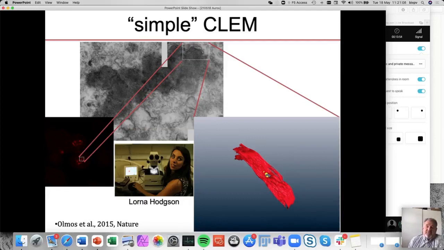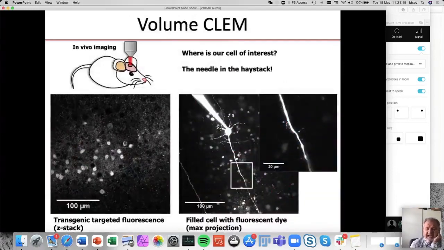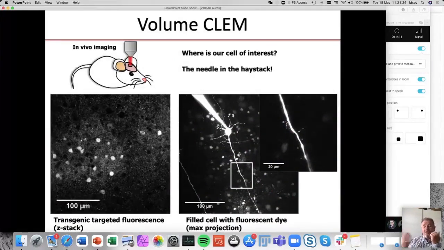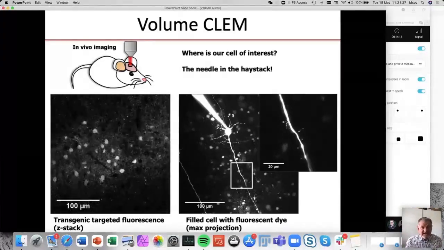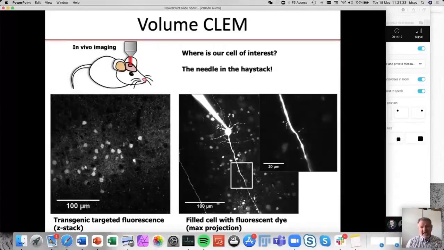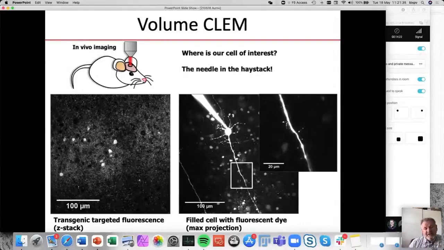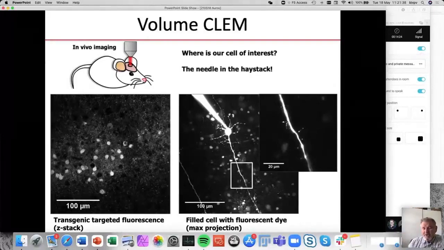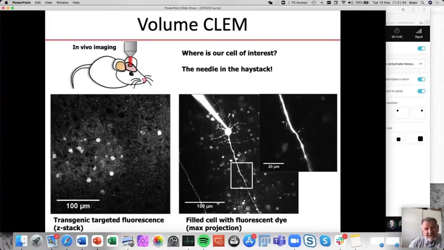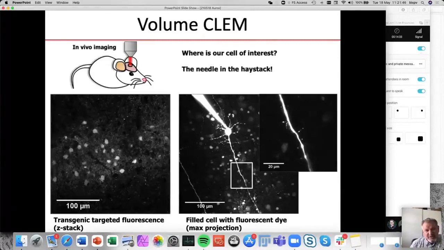Now that was relatively simple because we have that finder pattern underneath the cells we're interested in. Now we're going to look at a more difficult system, because in brain, of course, we are 3D structures. And so if we want to look into tissue, we have a massive added problem. How do we find back our cell of interest in a 3D volume? We can't use those cover slips because we can even do the imaging live in awake animals.